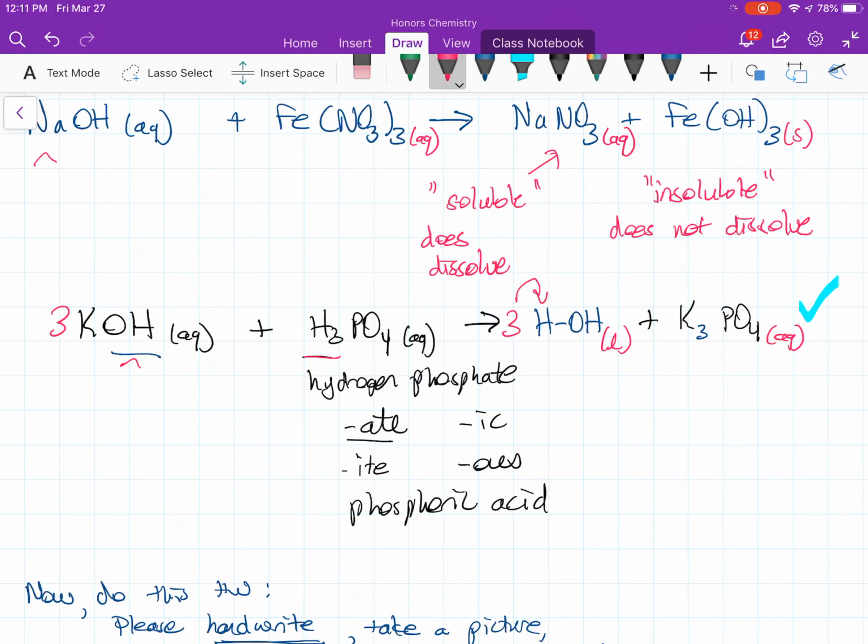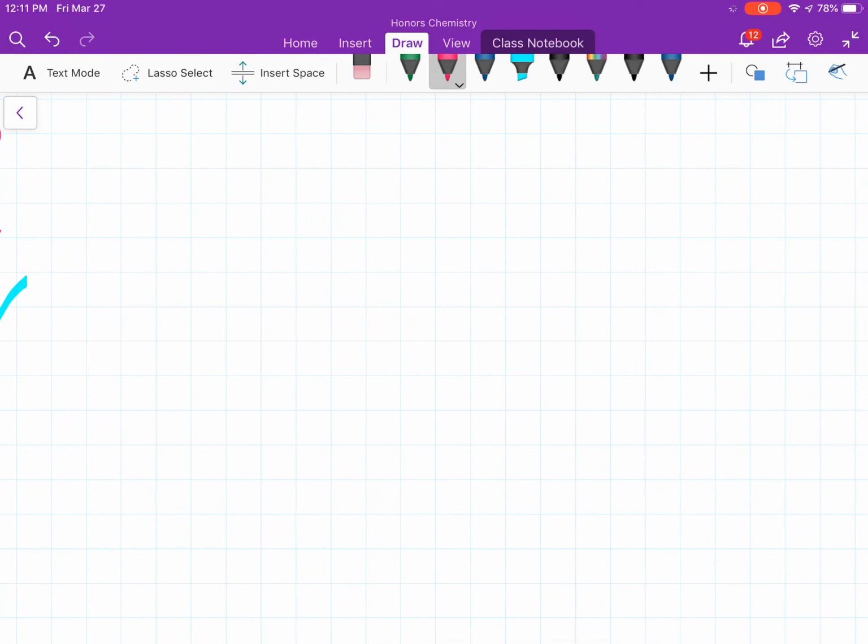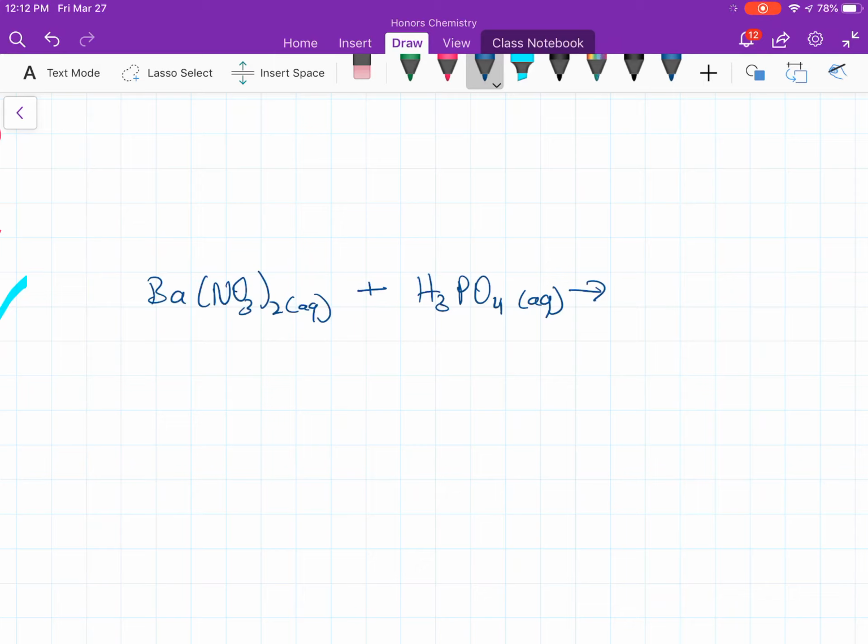All right, let's try another one. How about this one? I'm going to take barium nitrate, and of course it's an aqueous solution. And I'm going to mix it with phosphoric acid, H3PO4. And it's only going to happen if a water forms, a gas forms, or a precipitate forms.